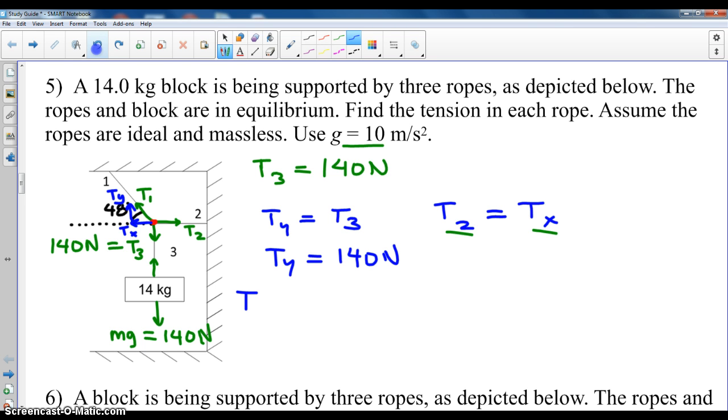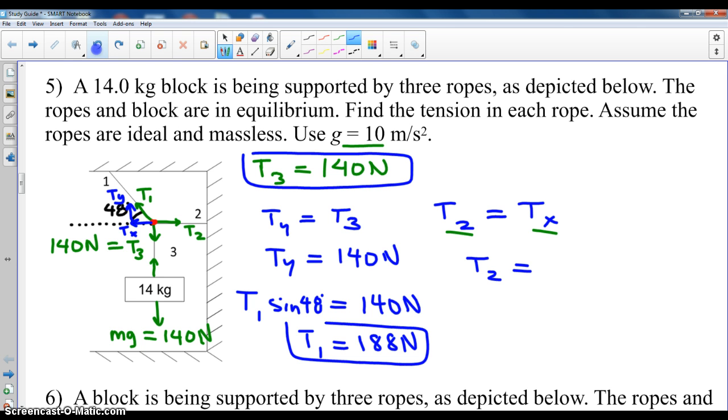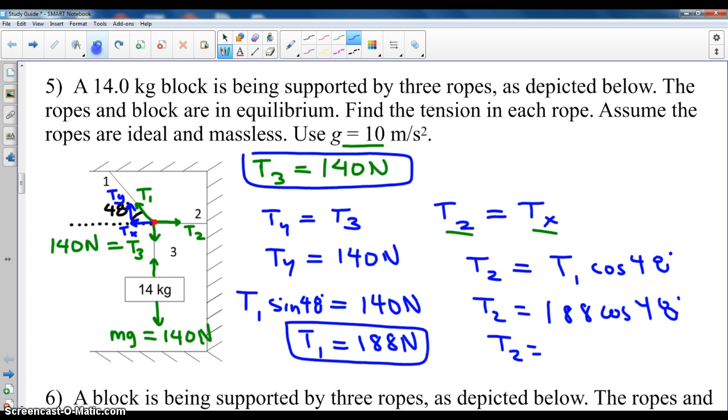Ty is replaceable with the hypotenuse, T1, times the sine of theta. Solve for T1, and we get 188 newtons. Now, over here, we can find T2. T1 and T3 are both known. T2 is the last one. We can find T2 because T2 equals Tx, and Tx is replaceable with T1 cosine of 48. T1 we found to be 188. T2 comes out to be 126.